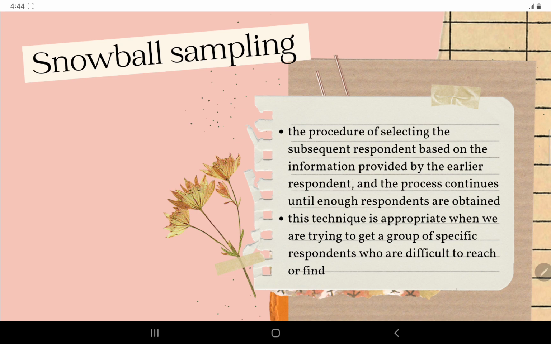So the researcher only needs to identify the first respondent. The first respondent will tell us who is suitable to be our second respondent, and then the second respondent will tell us who is suitable to be the third respondent, and so on. It becomes a continuous process until enough respondents are obtained. Usually we do snowball sampling for data that is hard to get.